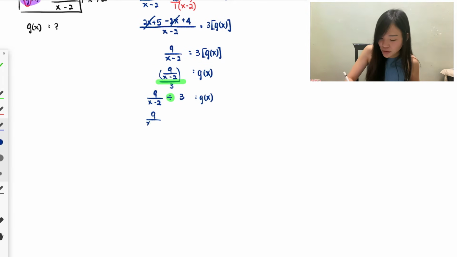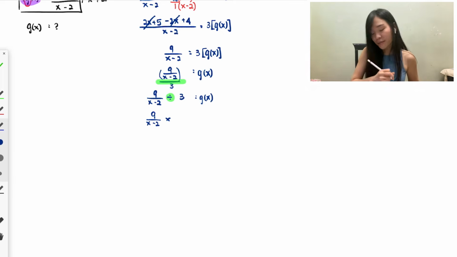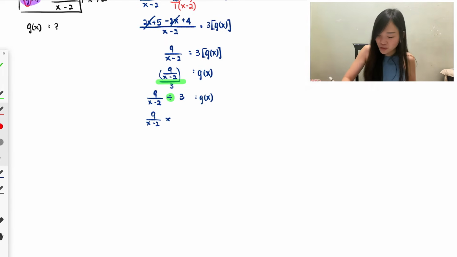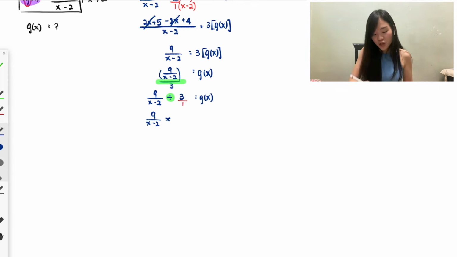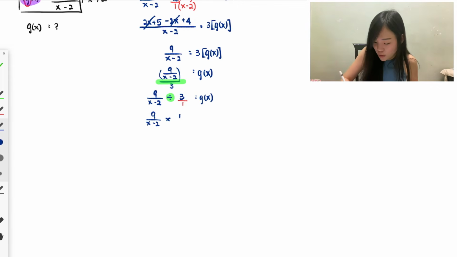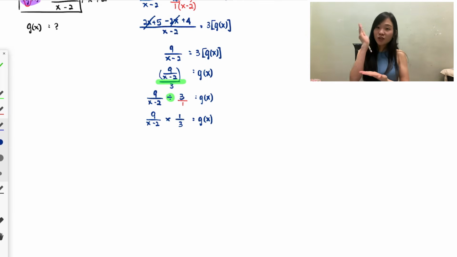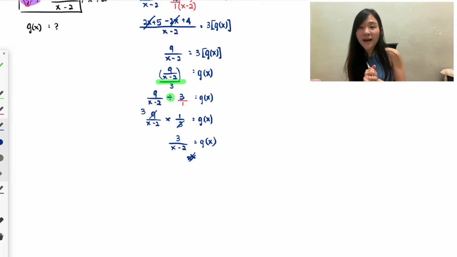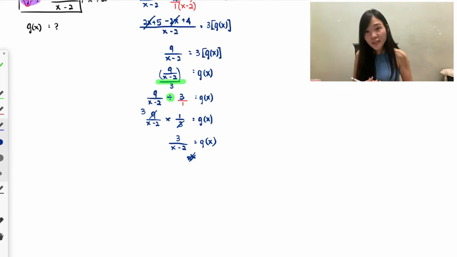This primary school divide can become times, as long as the behind part, I flip upside down. So this 3, nothing at the bottom, is 3 over 1. Flip, it's 1 over 3 instead, equals to gx. So now all I need to do is divide off. 9 and 3 cut, left 3. So 3 over x minus 2 equals gx. Just like that, I got my answer. This is how I do this question.